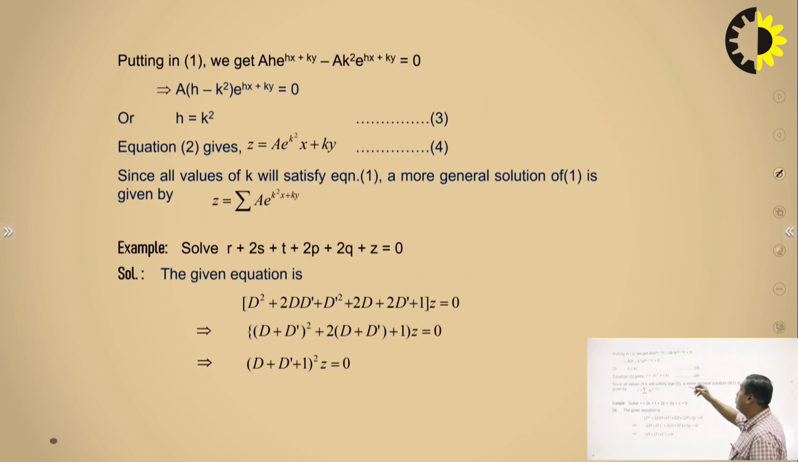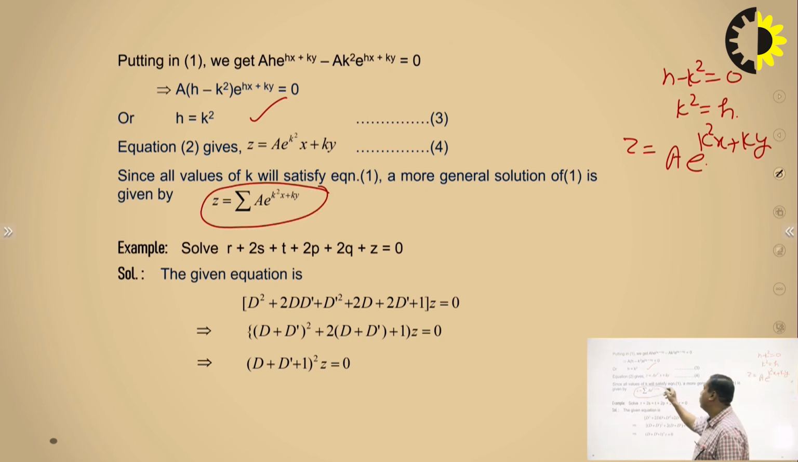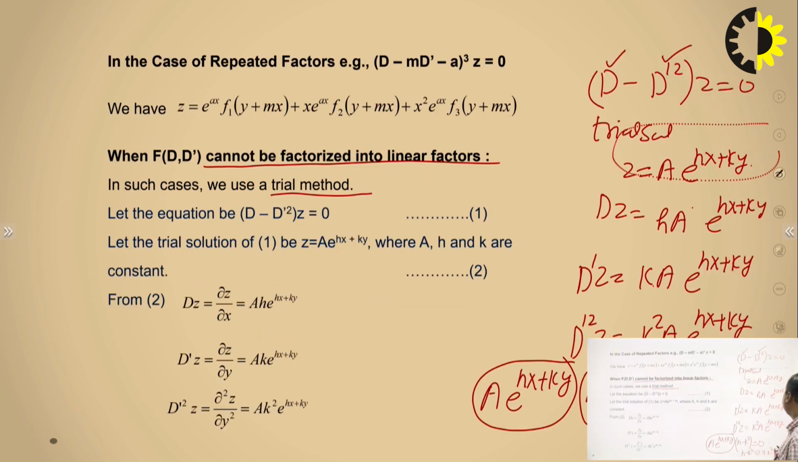h minus k square is equal to 0, k square is equal to h. Therefore, the solution becomes z equals a e to the power k square x plus ky, in terms of k. And using the summation of the solutions, z is equal to summation a e to the power k square x plus ky. Note this point. You can take the value in terms of this also.